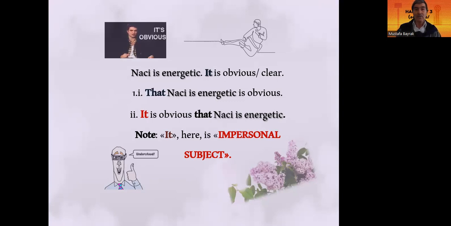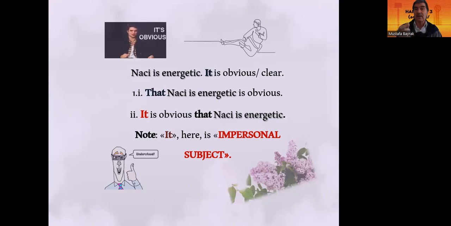Now, number one, Roman numeral one: That Naci is energetic is obvious. Okay, now that Naci is energetic is not an independent clause now, it is dependent, okay? It is a dependent clause now. So it is just like a simple noun, it is a noun clause. That Naci is energetic is obvious.